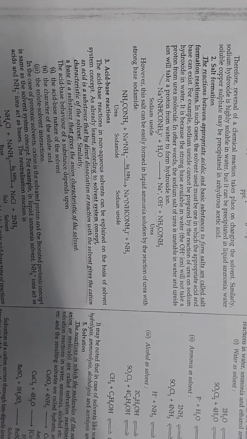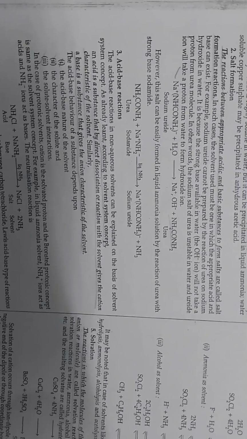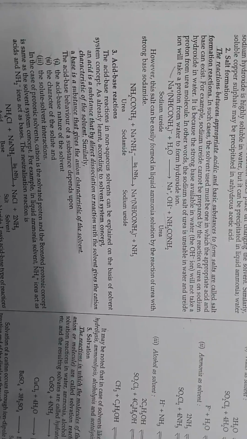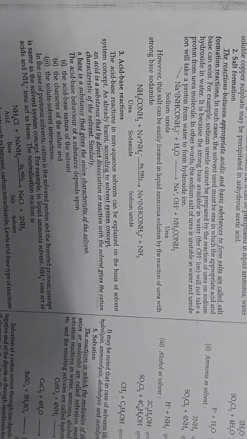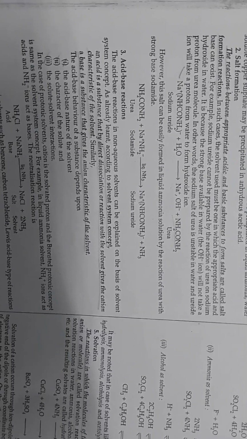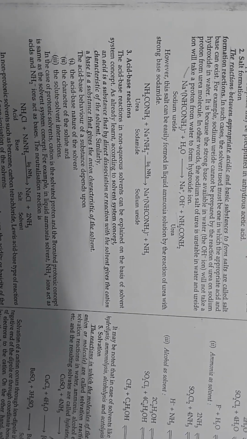Salt formation. Number 2. The reactions between appropriate acidic and basic substances to form salts are called salt formation reactions. In such cases, the solvent used must be one in which the appropriate acid and base can exist. For example, sodium uride cannot be prepared by the reaction of urea on sodium hydroxide in water. It is because the strong base available in water will not take a proton from the urea molecule. In other words, the sodium salt of urea is unstable in water and the uride ion will take a proton from water to form hydroxide ion.